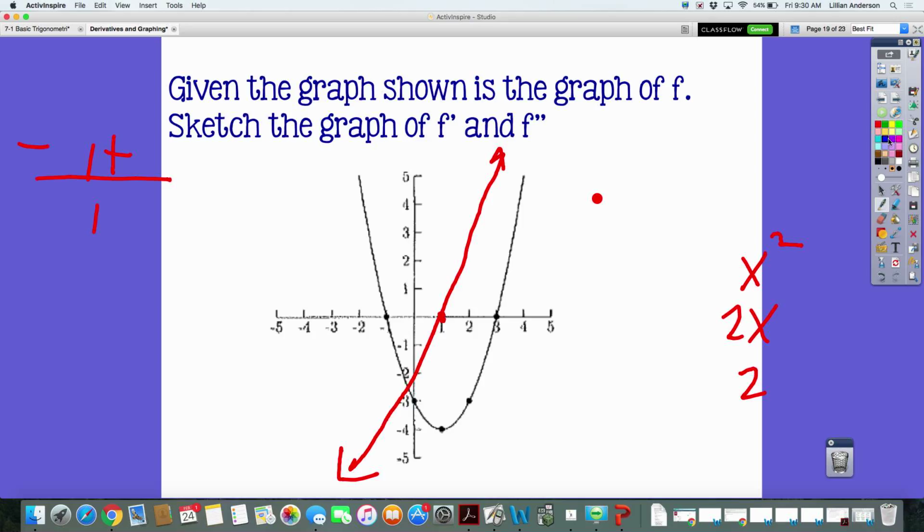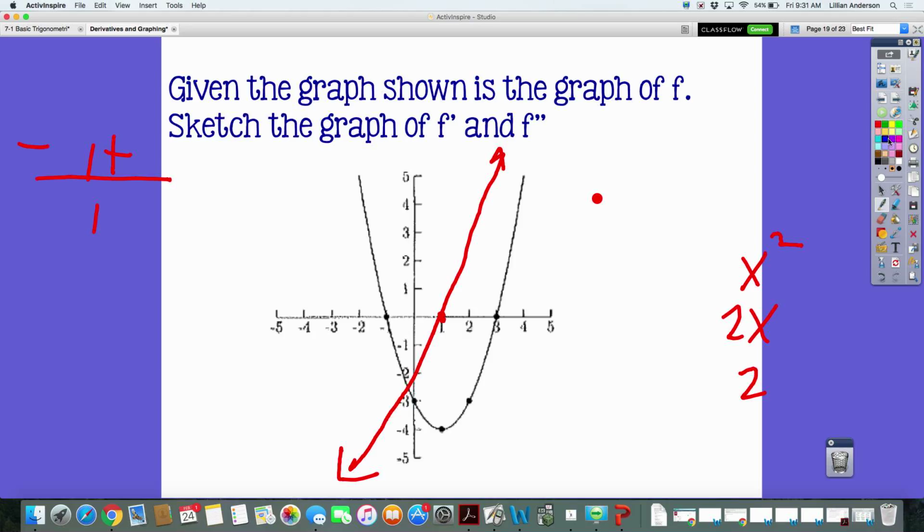Talks about concavity. Now, if we look at this graph right here, this graph is going to be concave the entire time, right? Negative infinity to positive infinity. If it's concave up, then that means that the second derivative is greater than 0, which means that it does need to be that constant line that's going to be above your x-axis.